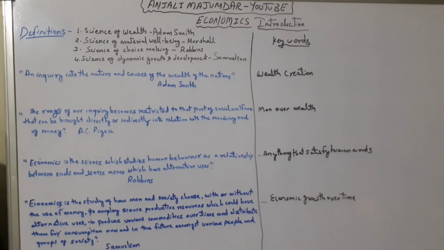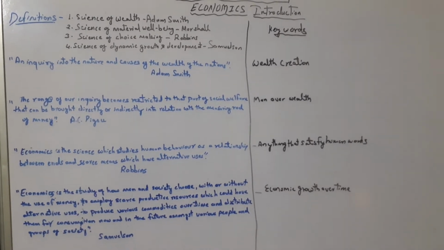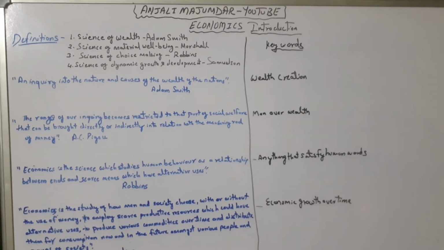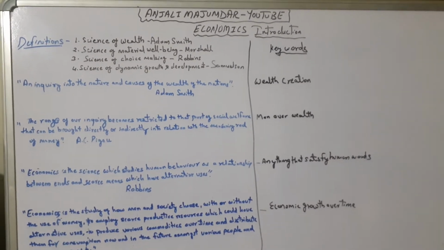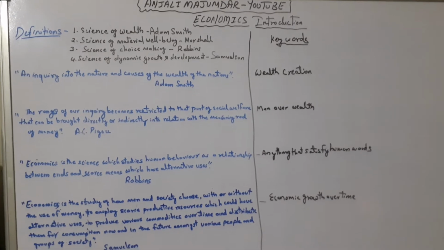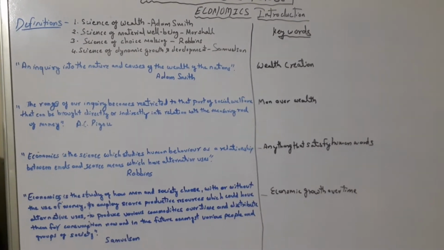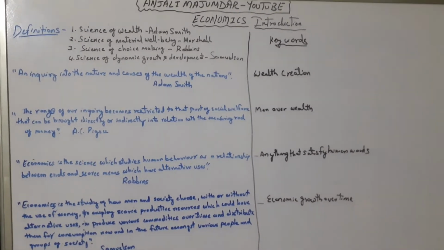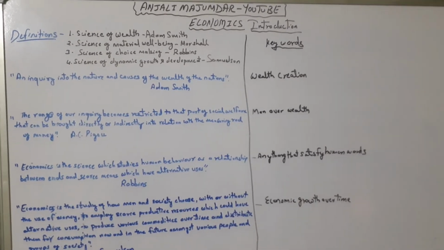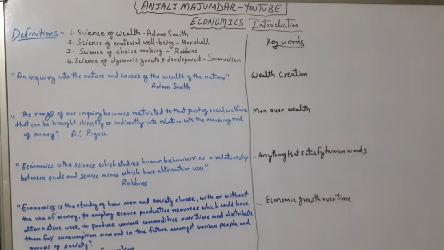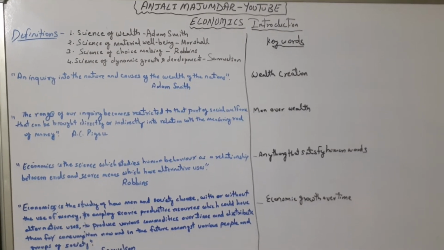And if you're able to understand these four definitions, that will sort out many of the problems, because these four definitions actually contain the crux of economics. So let's take them up one by one. As you can see, I've divided the board into two parts. On the left hand side, all the definitions are written, and on the right hand side, all the keywords. Those keywords help you to learn the definitions.